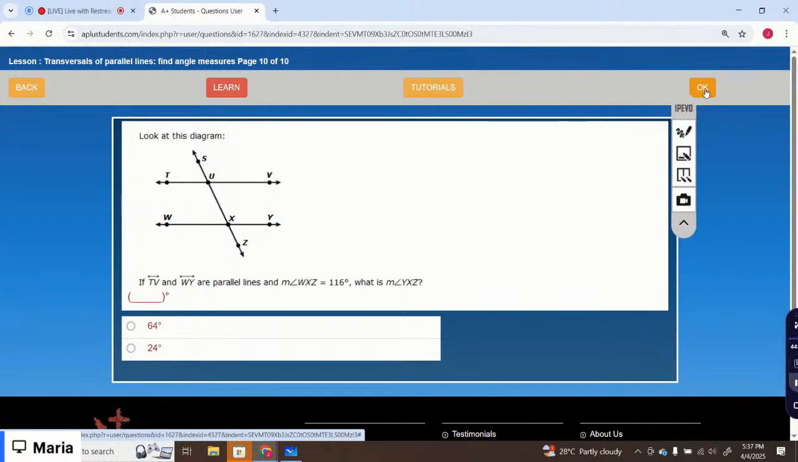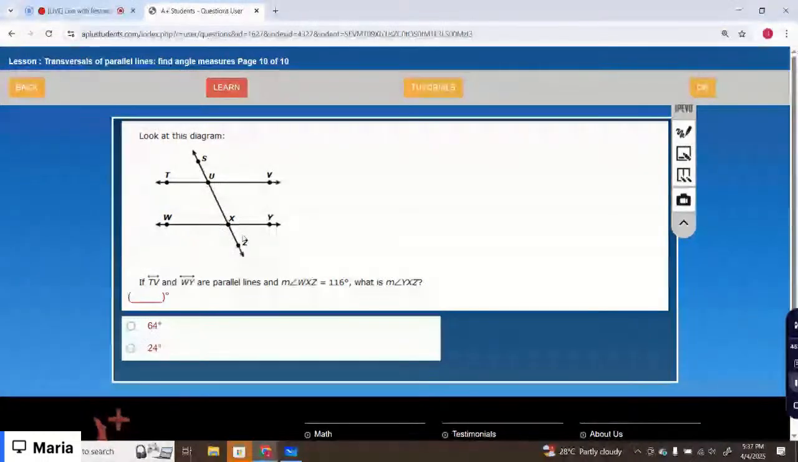If TV and WY are parallel lines, WXZ equals 116 degrees, then what is YXZ? WXZ and YXZ are supplementary angles. So then that must be 64 degrees. Option number one is the correct option.